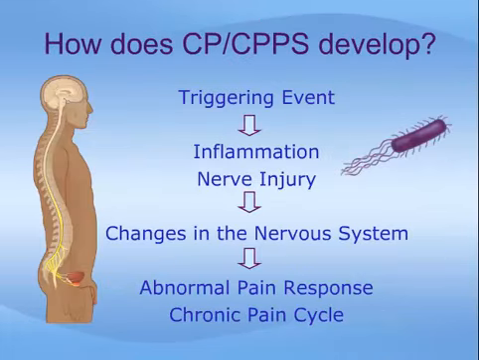To review, chronic prostatitis chronic pelvic pain syndrome begins with some sort of triggering event which leads to inflammation and nerve injury. Inflammation is the body's response to injury, infection, and other stimuli. Inflammation and nerve injury, in turn, lead to changes in the nervous system, and in time, this leads to an abnormal pain response and to a cycle of chronic pain.